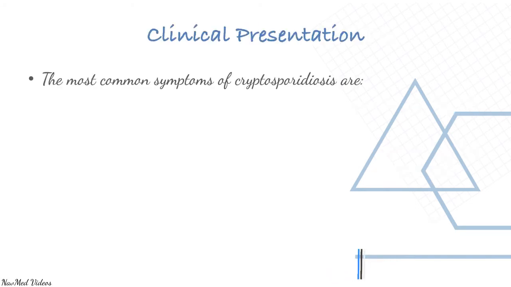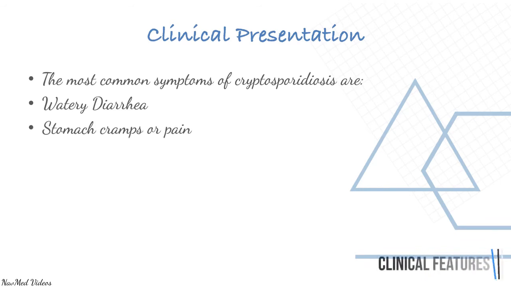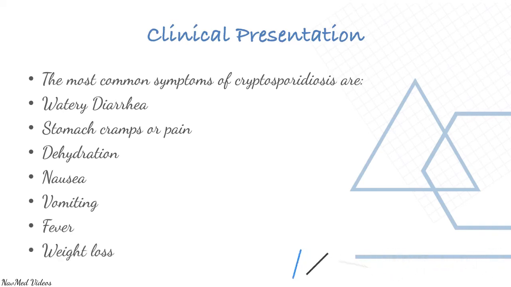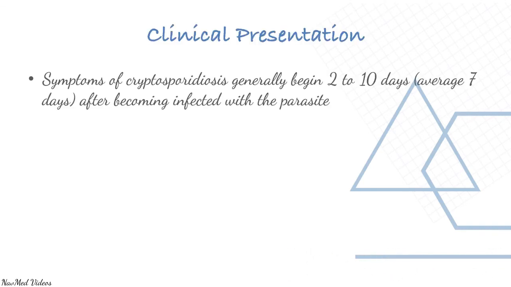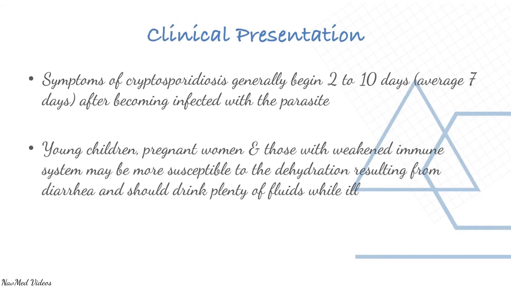Clinical presentation. The most common symptoms are watery diarrhea, stomach cramps or pain, dehydration, nausea, vomiting, fever, and weight loss. Symptoms begin 2 to 10 days, on average 7 days, after becoming infected with the parasite. Young children, pregnant women, and those with weakened immune systems may be more susceptible to the dehydration resulting from diarrhea and should drink plenty of fluids while ill.